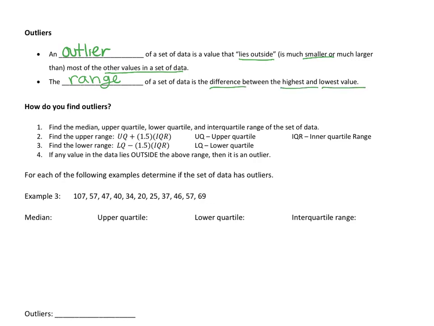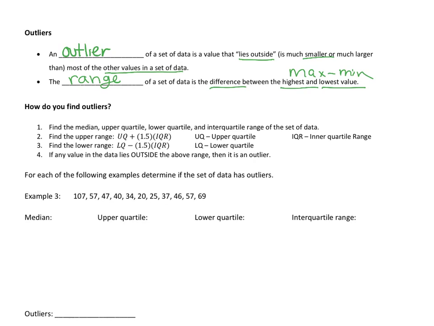So the interquartile range is, again, the range between the quartiles. Your range in general is basically your max minus your min. So we have a little formula that helps us find the outliers. And this is really important for us to know.